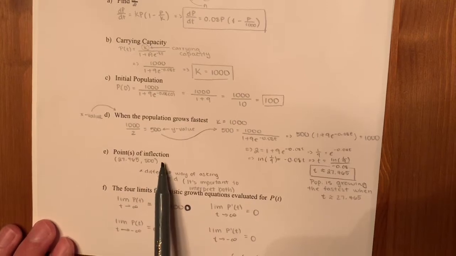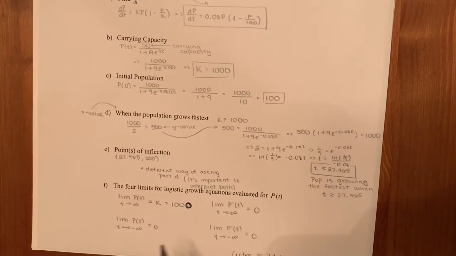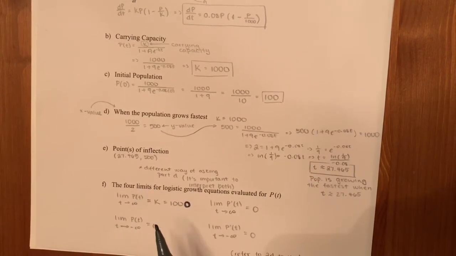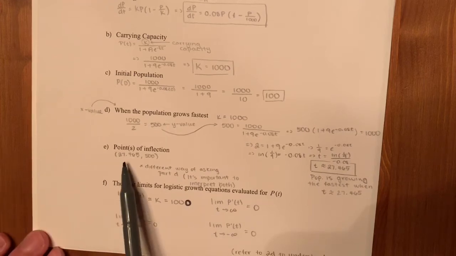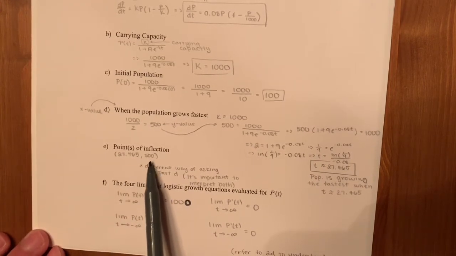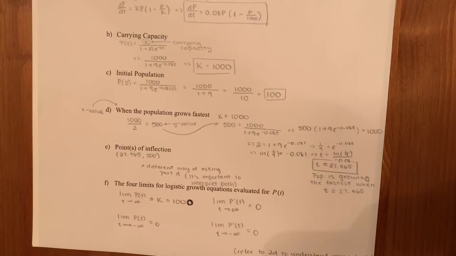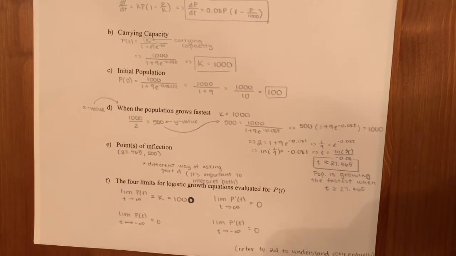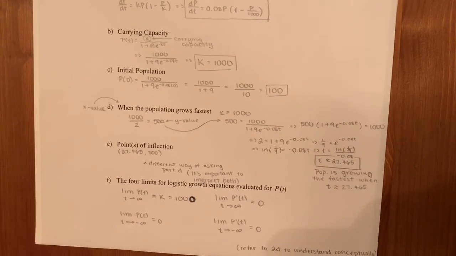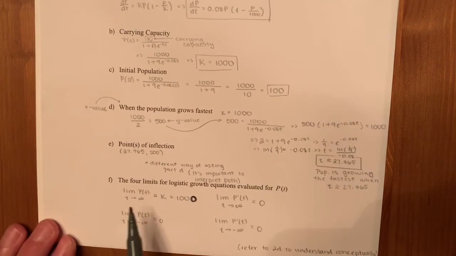A point of inflection is just another way of saying when the population is growing the fastest. And we know that's at 27.465, comma 500. So that is our point of inflection, or when our population is growing the fastest. It's good to know because we need to be able to interpret both.